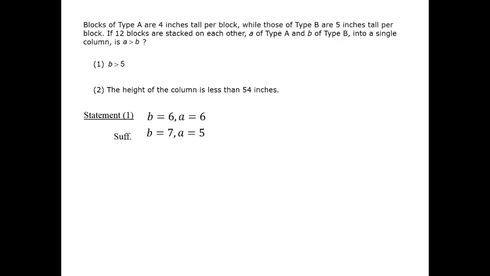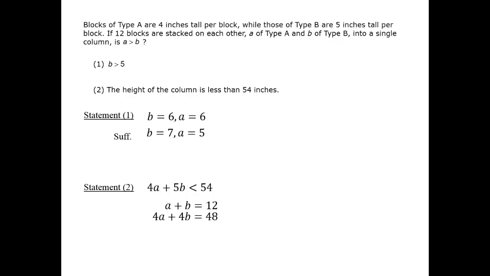Statement 1 is sufficient. Statement 2 tells us, translating into algebra, that 4a plus 5b altogether is less than 54. We know, meanwhile, that a plus b equals 12. We can use that to multiply by 4 on both sides and get 4a plus 4b equals 48. Here we're just multiplying both sides of the equation by 4 to get it into a form that is more easily compared with the first inequality.